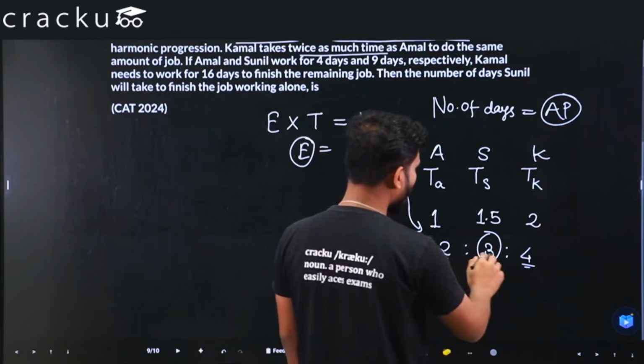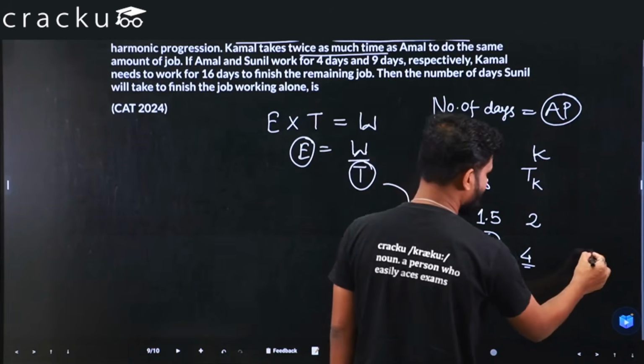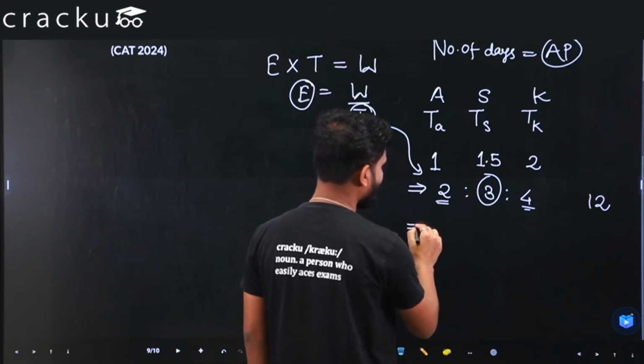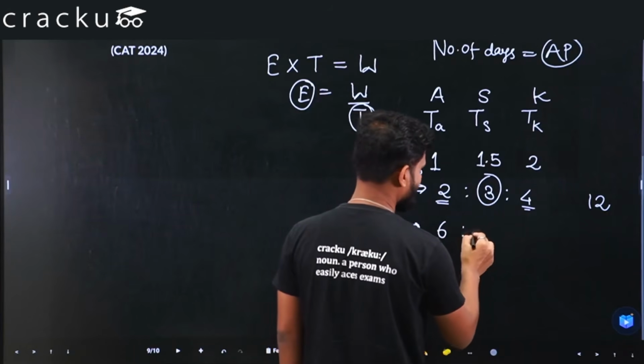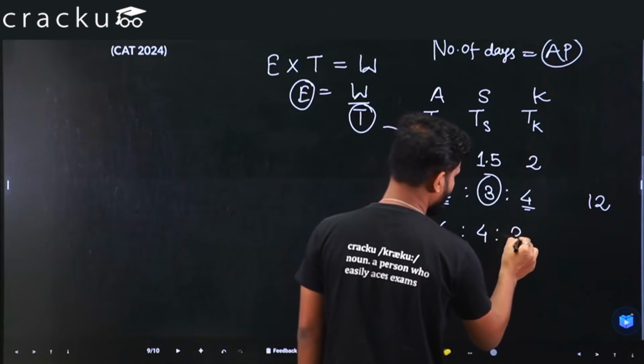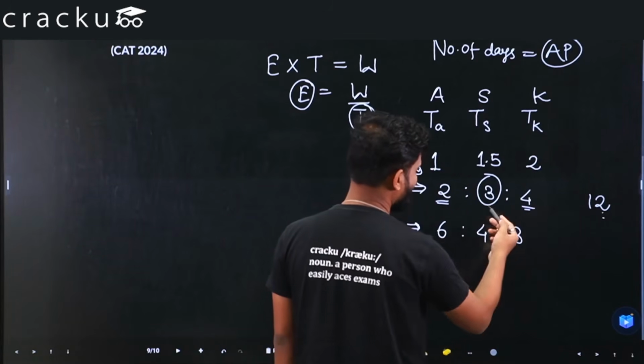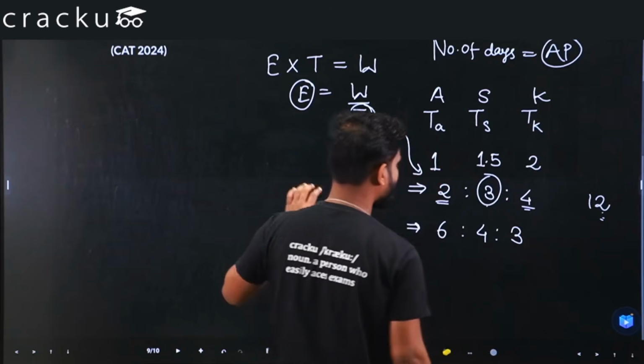Now what is the LCM of this? LCM of this is nothing but 12. So their efficiencies will be in the ratio 6:4:3. How? 12 divided by 2 is 6, 12 divided by 3 is 4, 12 divided by 4 is 3.